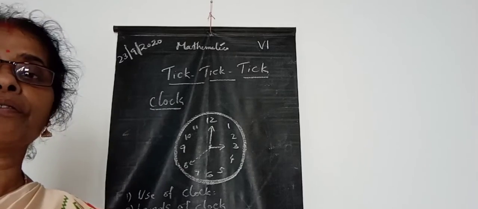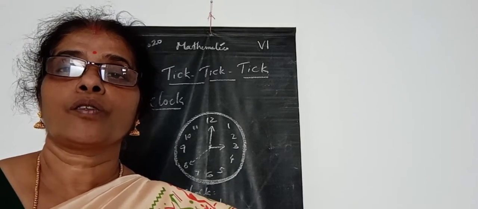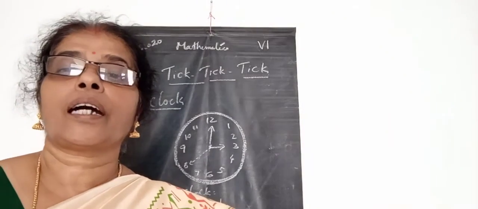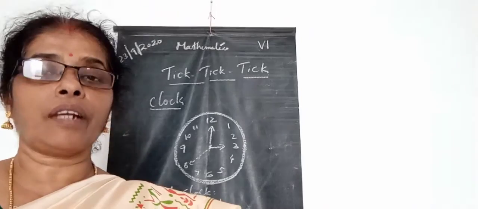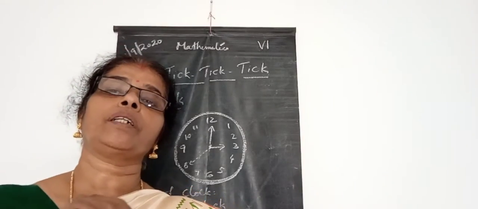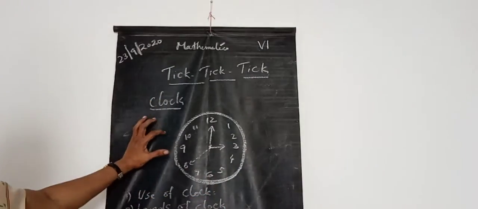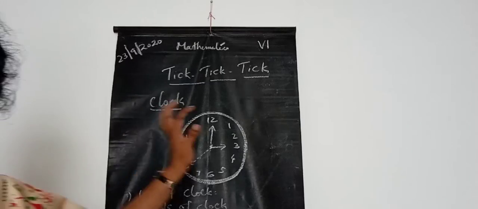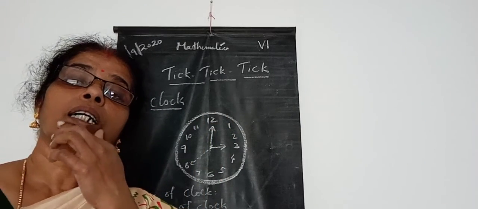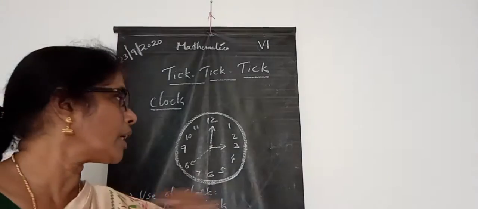And what is the use of this clock, children? What is the purpose of this clock? The use of this clock is to know the time, isn't it? To know the time, we are using the clock, and we are using this watch also. From this clock, you can understand what the time is now, the lunch time, the breakfast time, and the time you want to go to school. That also you can know, isn't it?